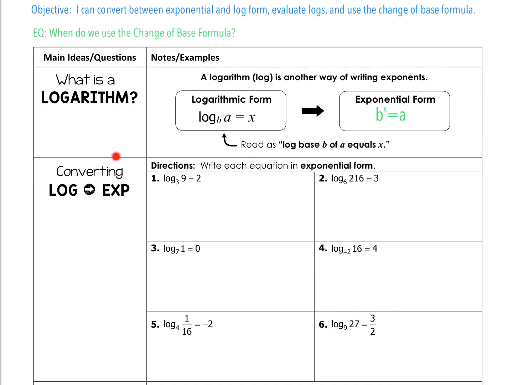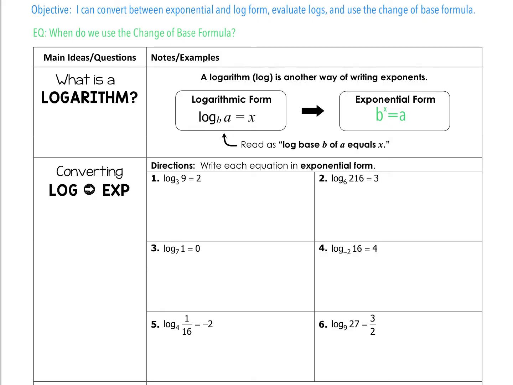All right, so we're going to start with just basic converting. That's the first part of our objective, to be able to convert from exponential to log form and then from log form to exponential form. We're going to start with log form to exponential form. So here is log base 3 of 9 equals 2. When I look up here, log base 3, that becomes my base, of 9, that becomes what it's equal to, and then the 2 is the exponent.